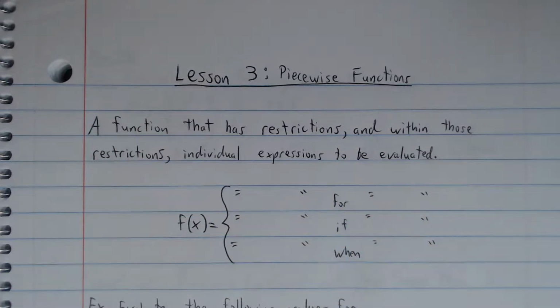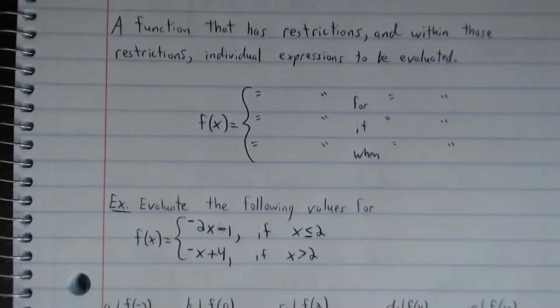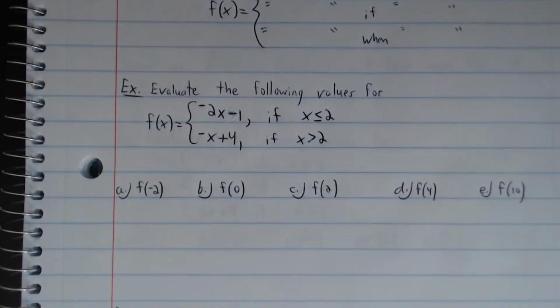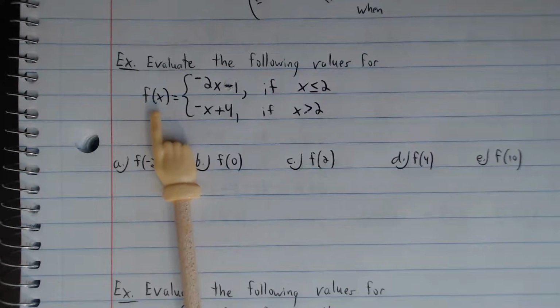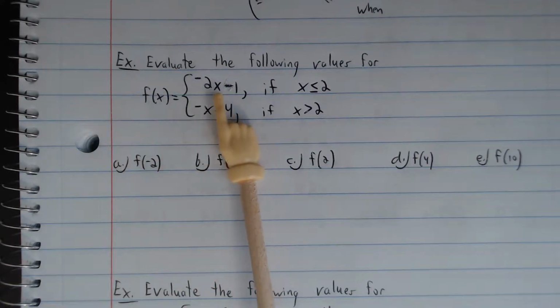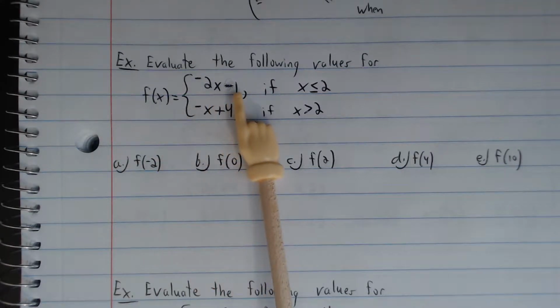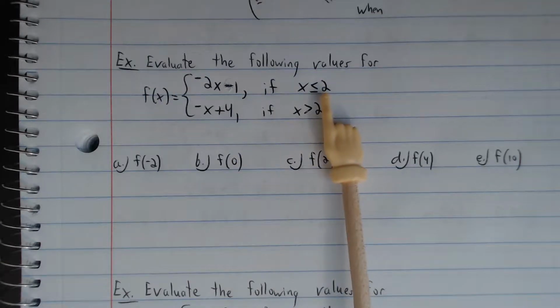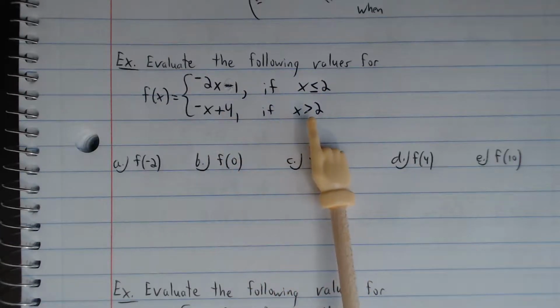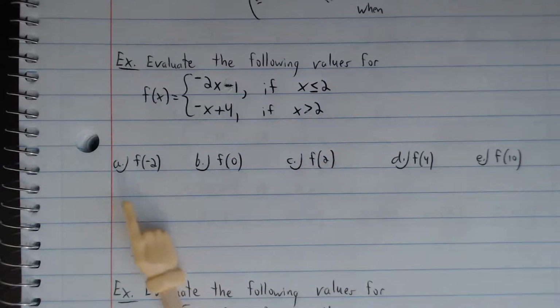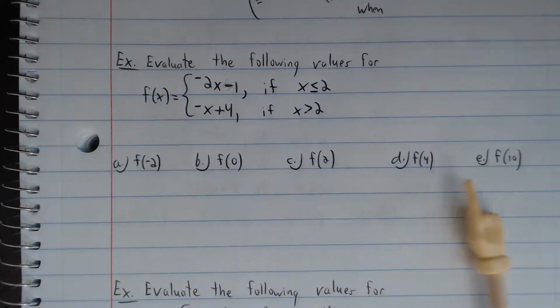So let's look at an example of a piecewise function, the way that they're written out. Here we see this piecewise function f of x, and we're going to be using this part of the function if x is greater than or equal to 2. We're going to use this piece of the function if x is less than 2. So now they have all these values that we're going to evaluate.